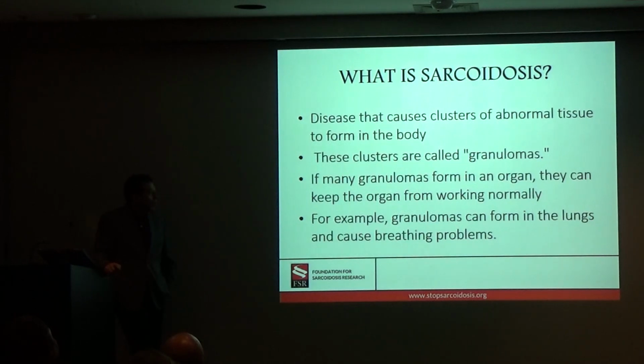And if many of these granulomas form in any given organ, they can, of course, keep that organ from working properly. If you cluster many of these granulomas in your lung, it is going to stop functioning well. Same in your liver, same in your eye, in your brain. So it's a problem of these granulomas clustering in different areas. Like it says in the last line, granulomas cluster in the lung, and the lung stops working well.